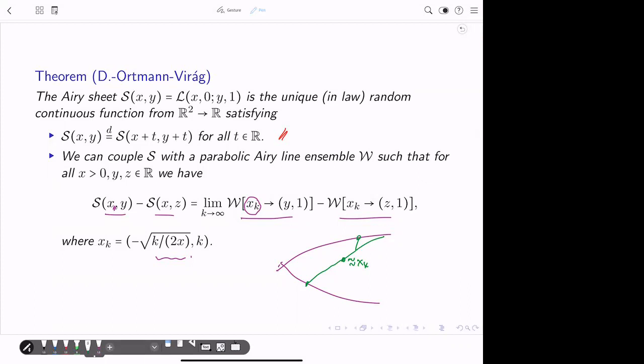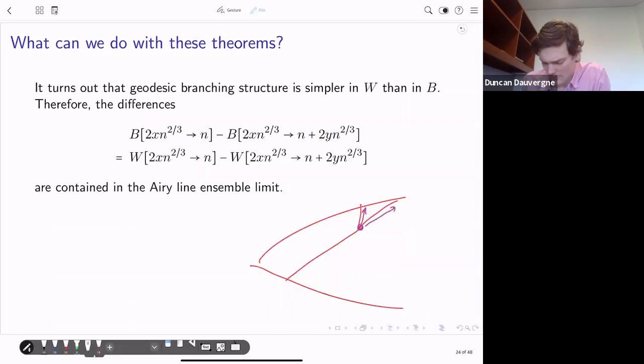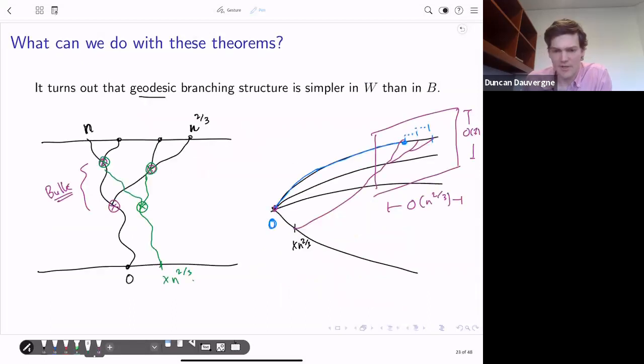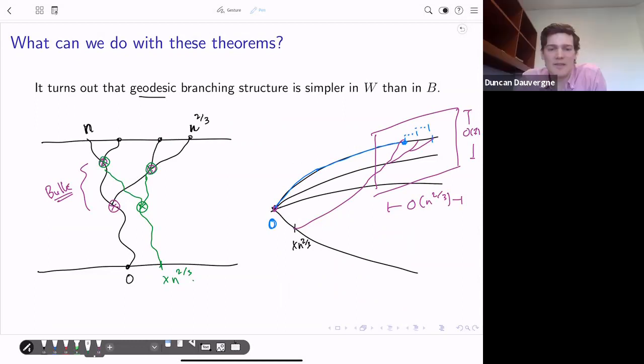Can I ask a question? Yeah, sure. Is there an intuitive way to understand why the branching happens along the top? For this first picture here, just the blue branching, or the purple box. Why is it?